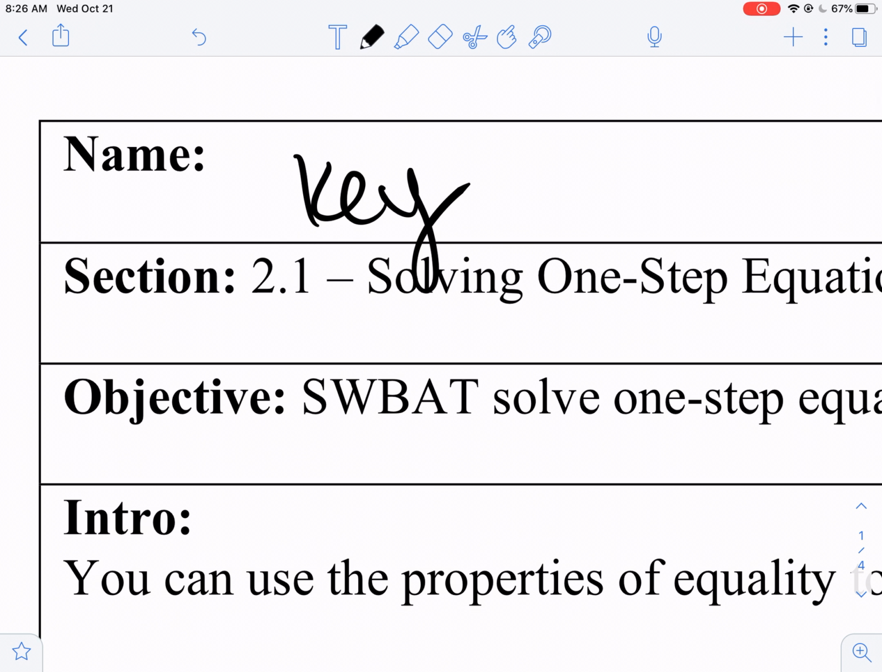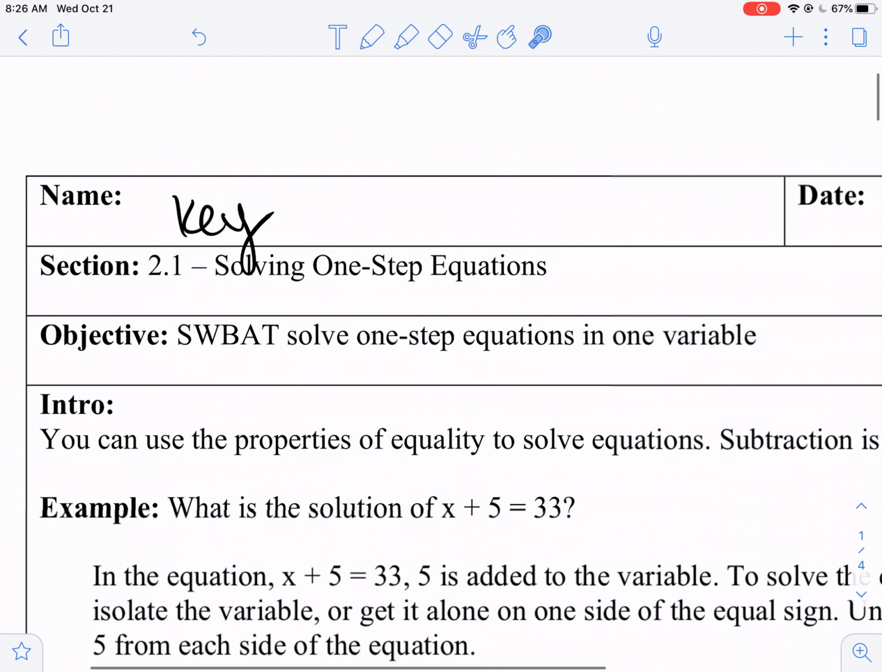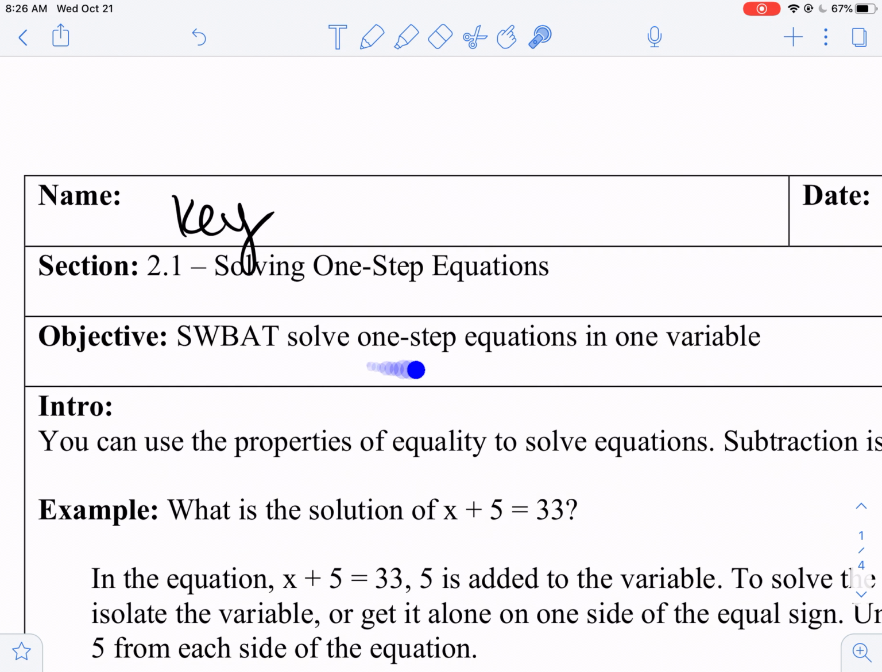Hi guys, welcome to your 2.1 notes on solving one-step equations. By the end of the day, you'll be able to solve one-step equations with one variable. So let's just jump right in, shall we?